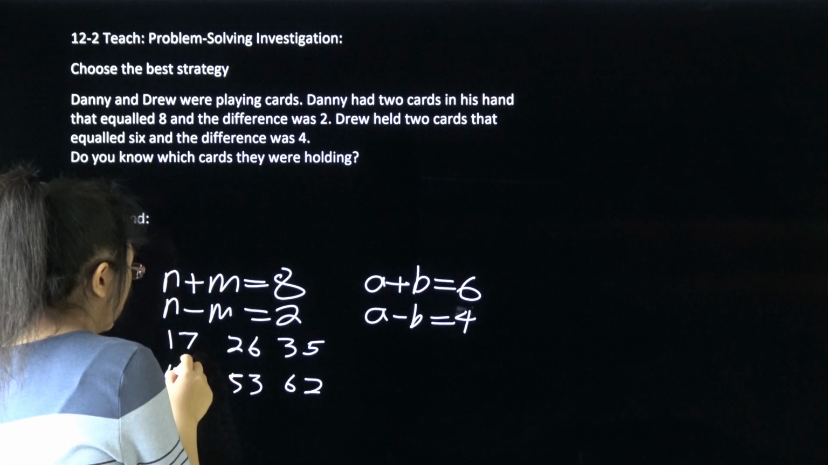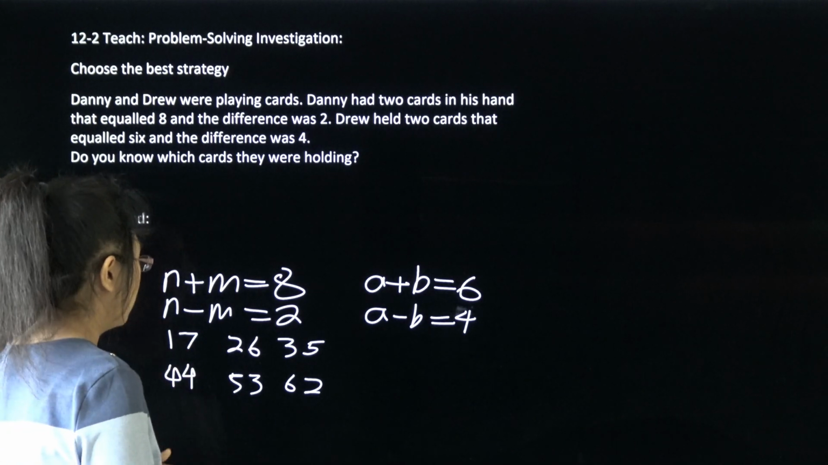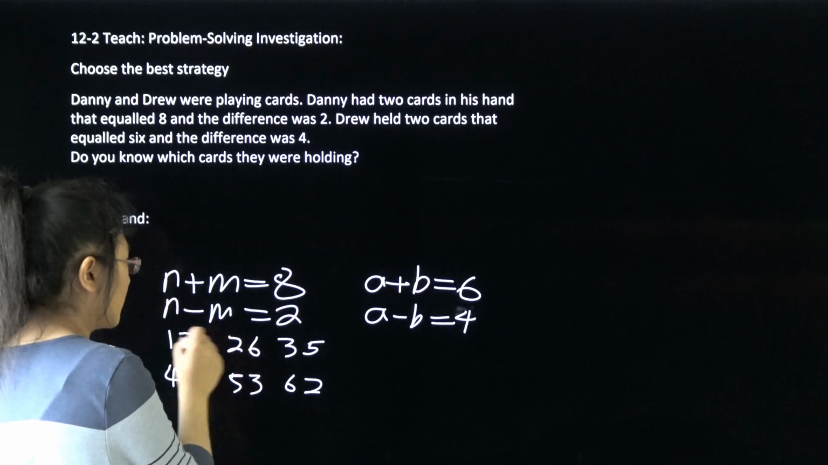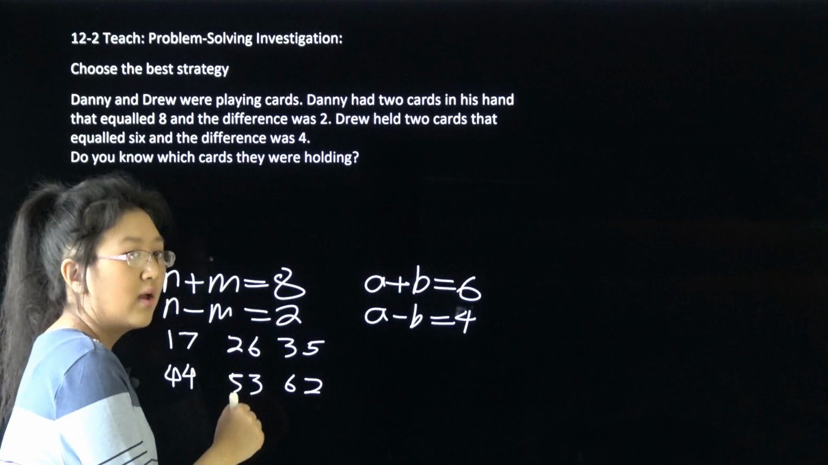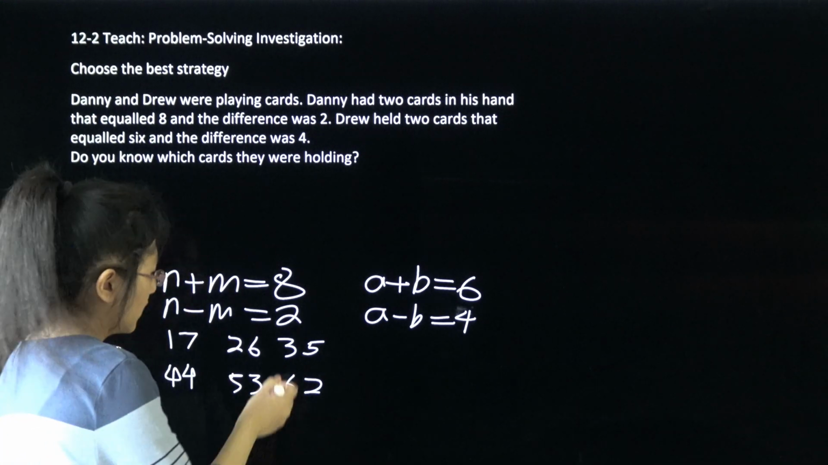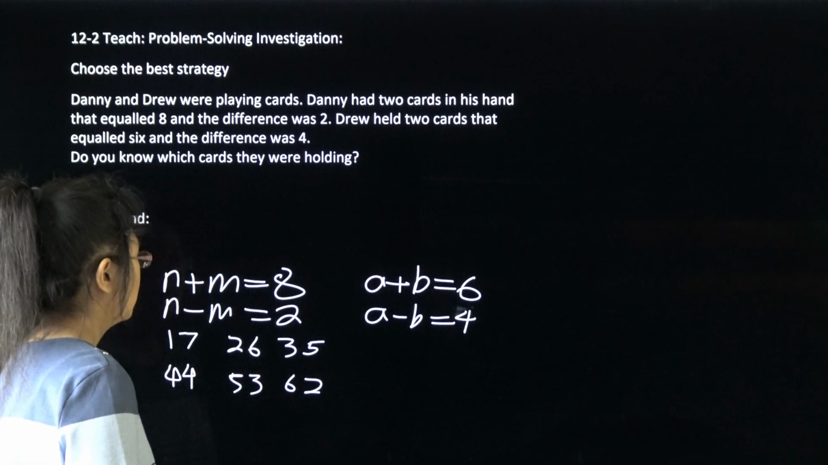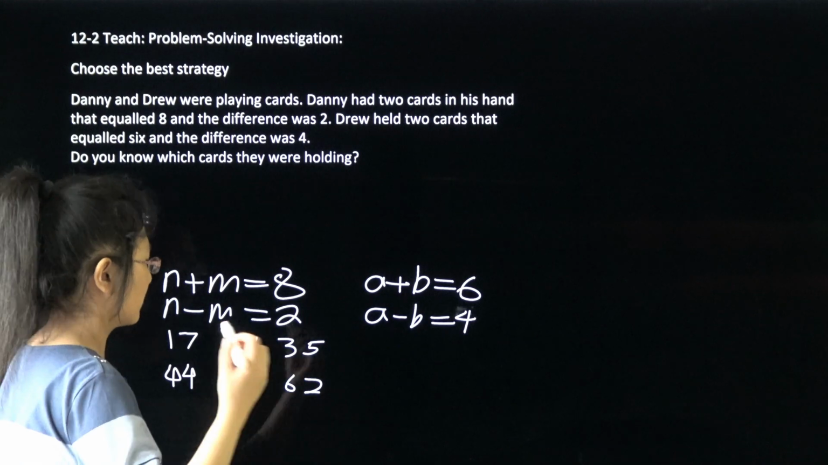So what's 7 minus 1? 6. 7 minus 1 equals 6. 6 is not equal to 2. What's 6 minus 2? Well, 6 minus 2 is equal to 4. 4 is not equal to 2. But 5 minus 3 is equal to 2. So 5 plus 3 equals 8, and 5 minus 3 equals 2.